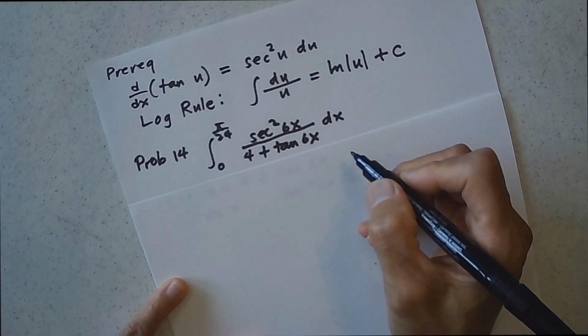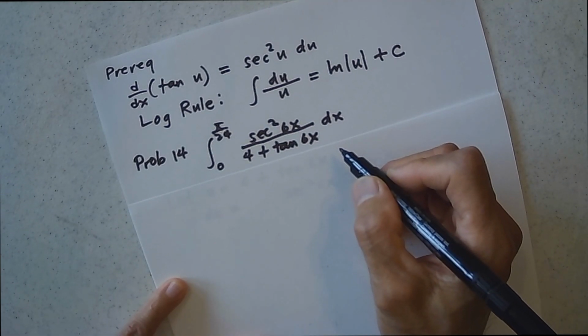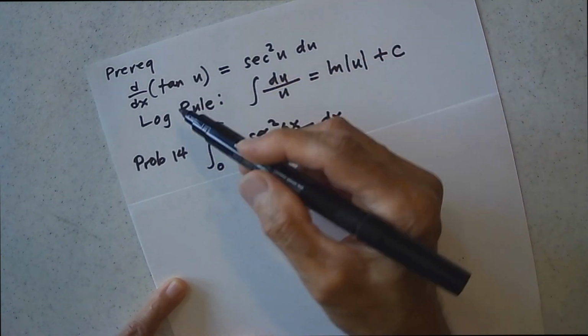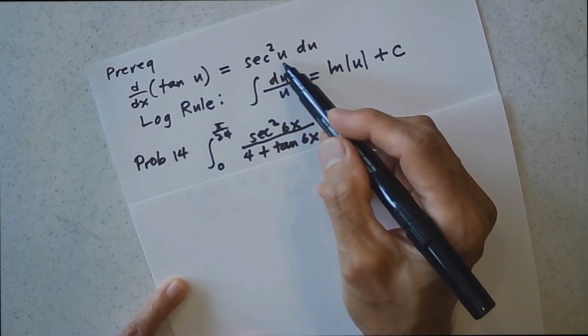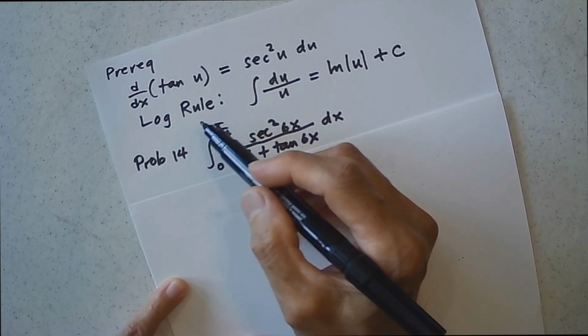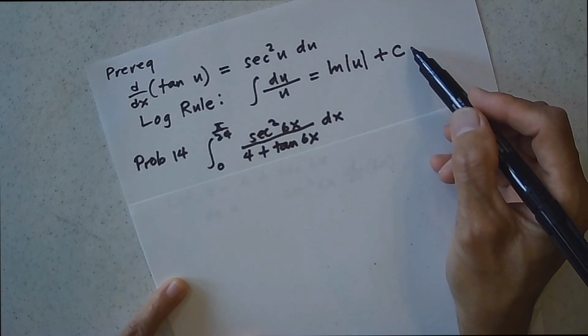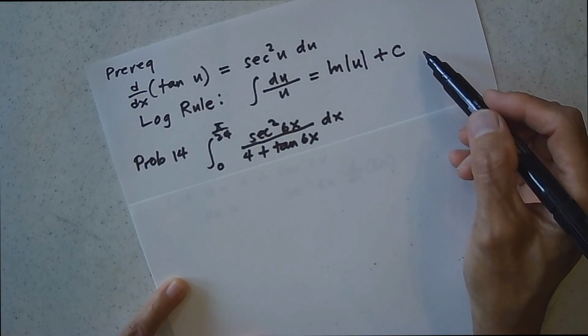Okay, so to integrate this problem, this is problem 14 in exam 1 review. You need two things: the derivative of tangent u is secant squared u du, and the log rule. The integral of du over u is ln of u plus c. This is from section 5.1.